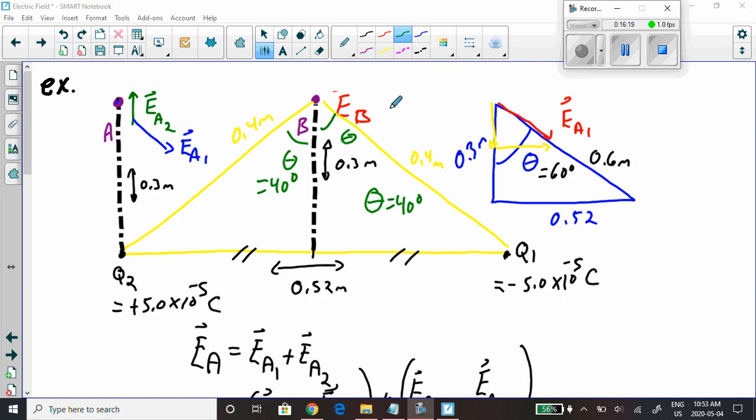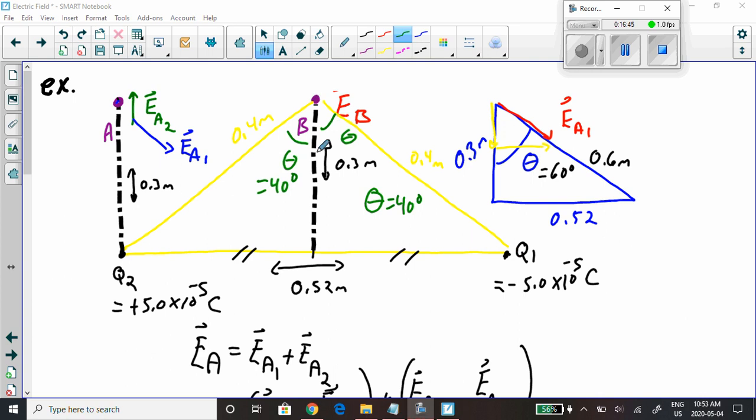Next, let's do another one. What would be the electric field right here at point B? All right, the electric field at point B. Well, I know that I need to find this distance, the distance from Q2 to this point in space called B, and the distance from charge Q1 to this point in space called B.